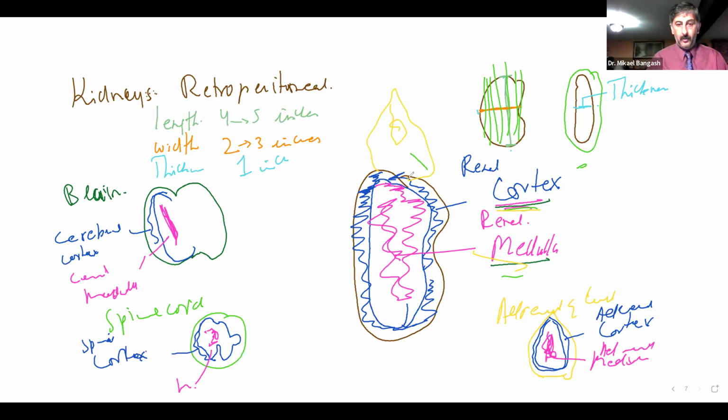So if we look at a kidney, the outermost layer of the kidney is going to be the cortex of the kidney, called the renal cortex, where the inner part is what we call the medulla, or the renal medulla.